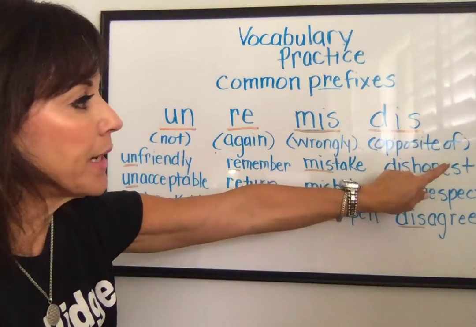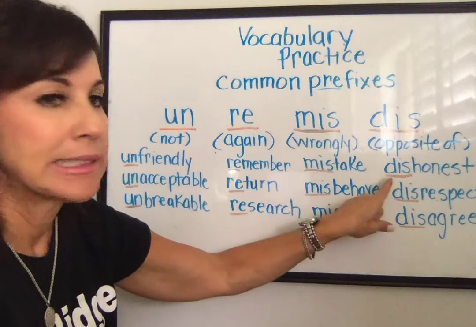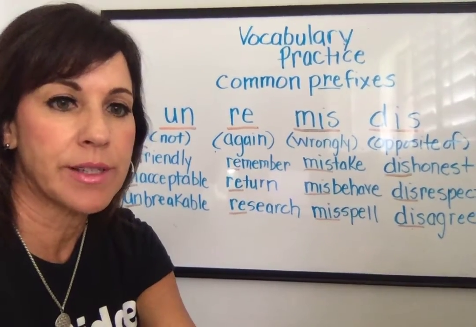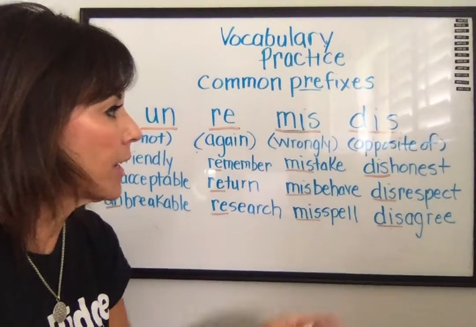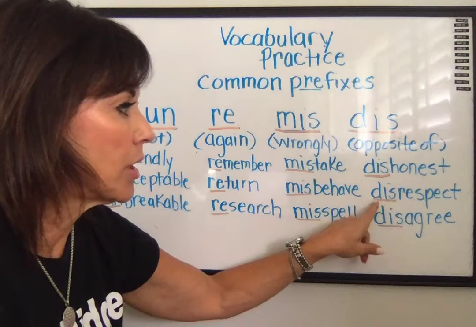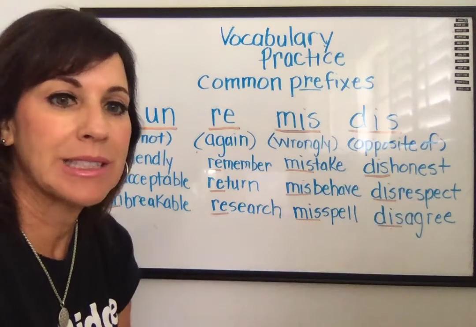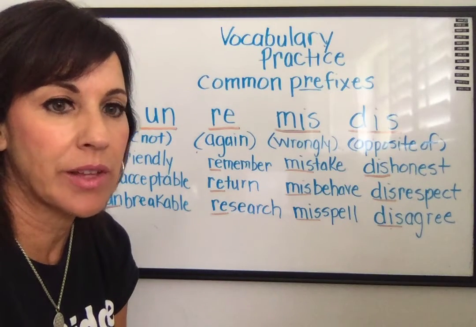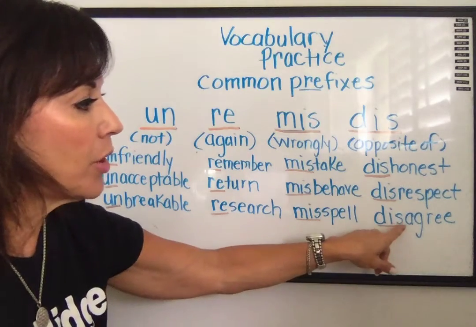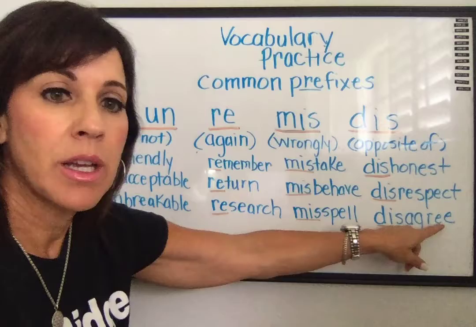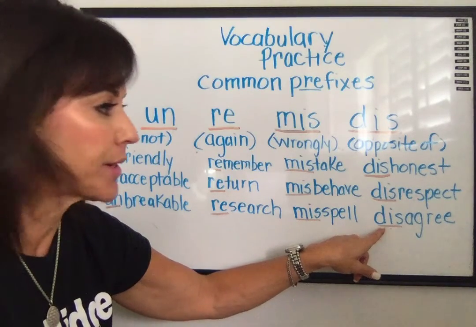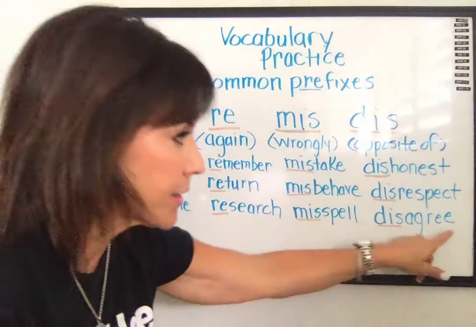We go from being honest to dishonest. Ooh, not such a good character trait, is it? Let me move my computer. All right, let's look at this one. We go from respect to disrespect. Again, really undoes that word, doesn't it? Boo on the character trait. And again, here we have the word agree, and then we put the dis on the front of it for our prefix, and we end up with disagree.